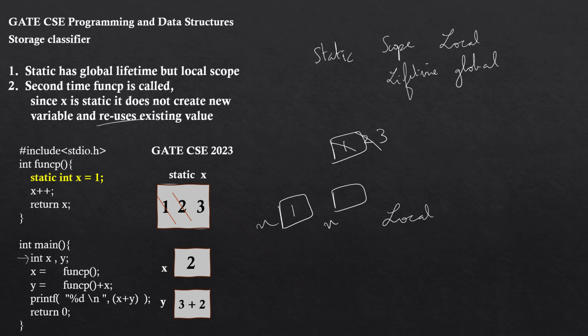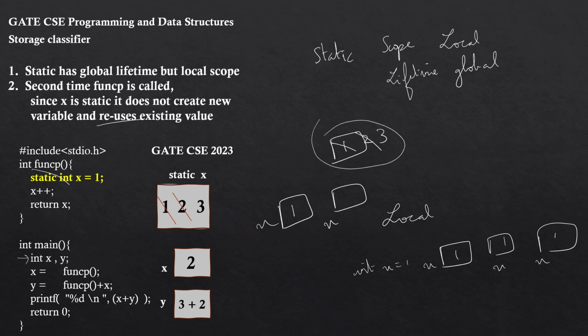So suppose this static keyword is not there. Suppose it's int x equal to 1. Every time the function is called, we'll have a new copy and it will be assigned the value 1. But since it is static, at compile time it was already allocated a value, and we're just reusing that every time it is being called here.